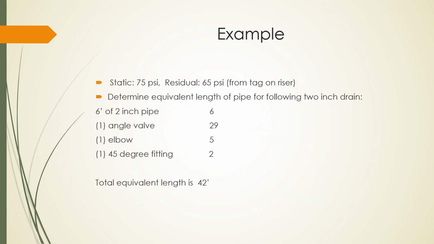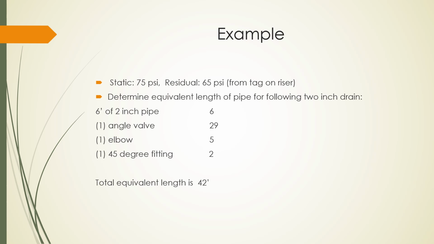Let's just look at an example here. So we went to the tag, and the tag had a bigger number and a smaller number. The static, the no flow, was 75 PSI. And the residual, the lower number, the flow number, was 65 PSI.